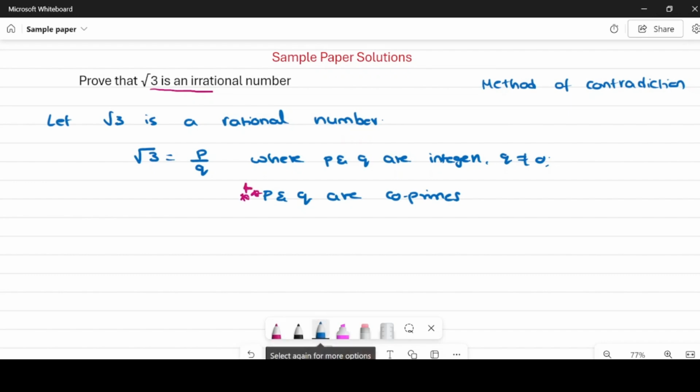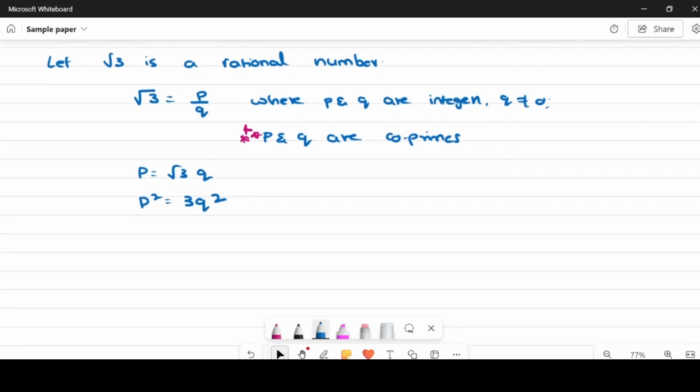Now cross multiply, we get p is equal to root 3 times q. Now square on both sides, we get p square is equal to 3q square. Now, p square is equal to 3q square means 3 is a factor of p square, or p square is divisible by 3. If you have any confusion here, we can write 12 is equal to 3 into 4, so 3 is a factor of 12 and 4 is also a factor of 12.